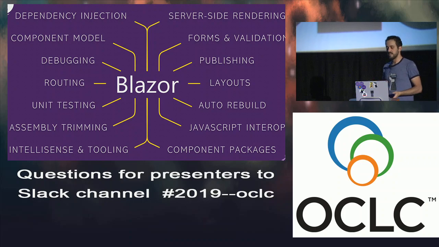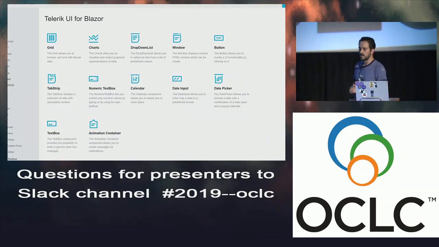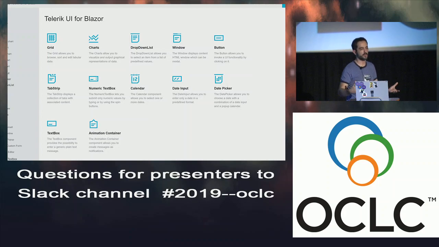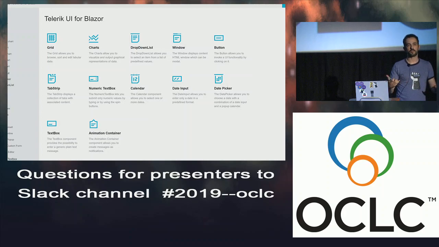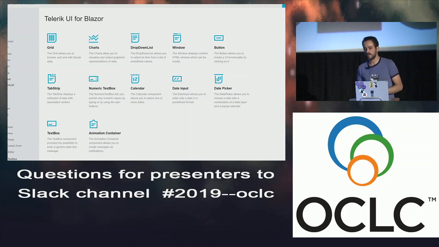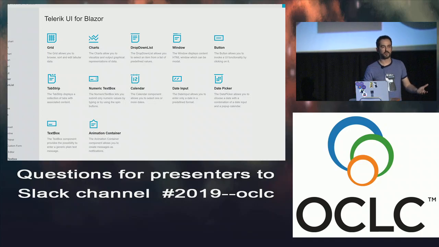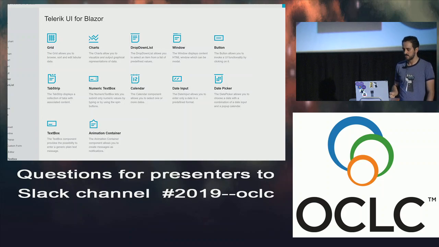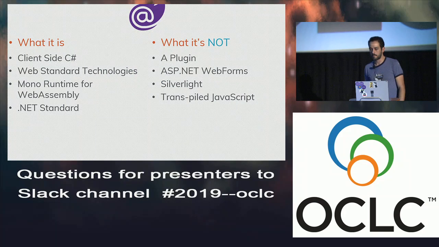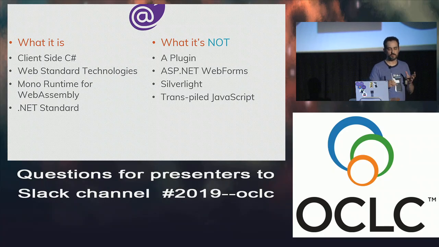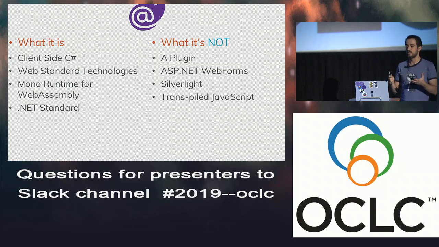To expand on that ecosystem, I work for Telerik, and we have UI components that we've built for Blazor already. So we have all sorts of things: charts, graphs, grids, all the rich UI components that you would need to build a modern-day application. So what exactly is Blazor? It's a framework to write SPA applications using C# on the client.